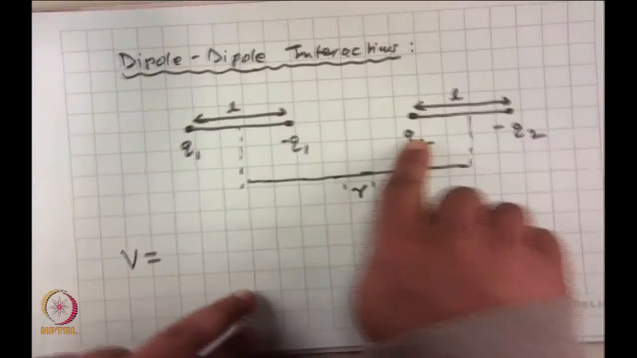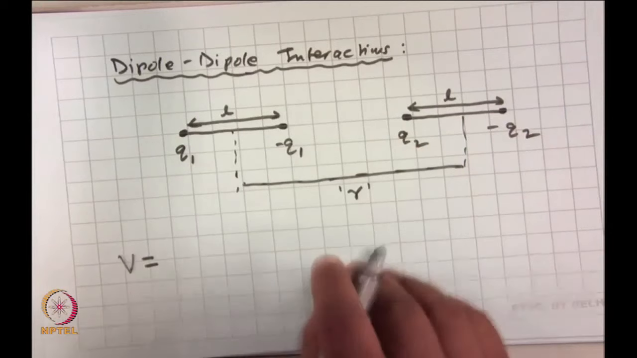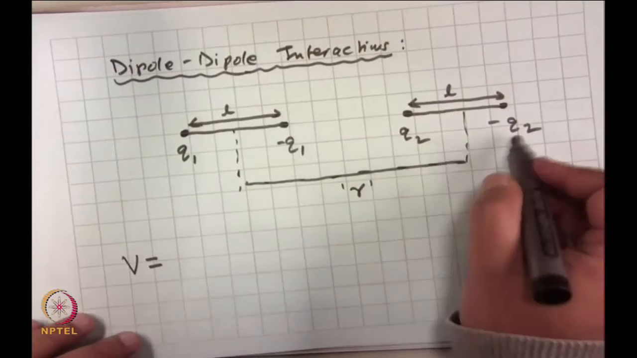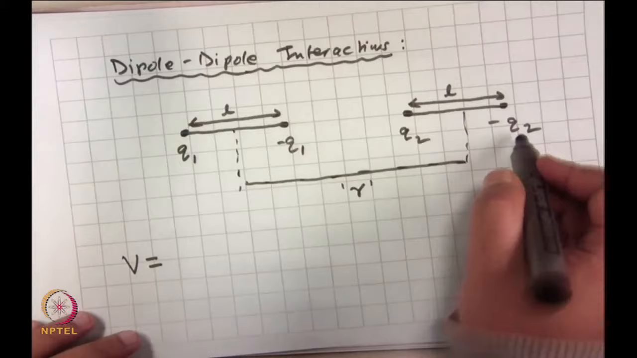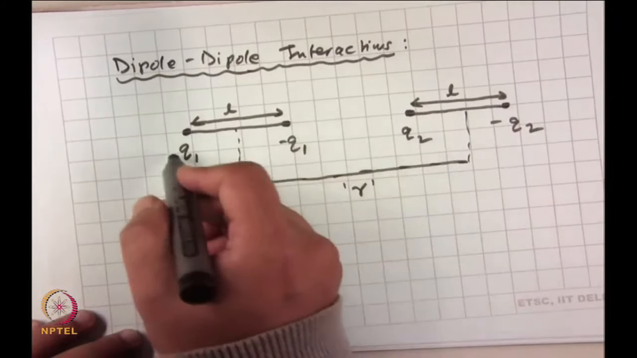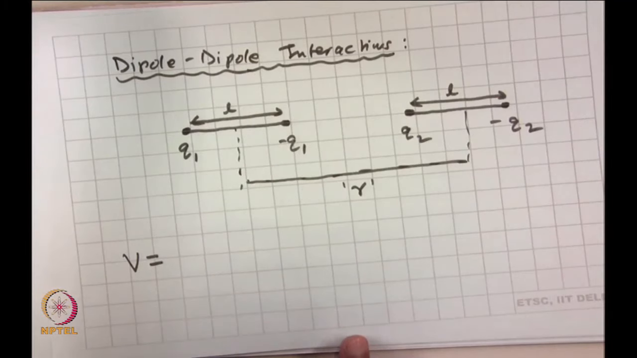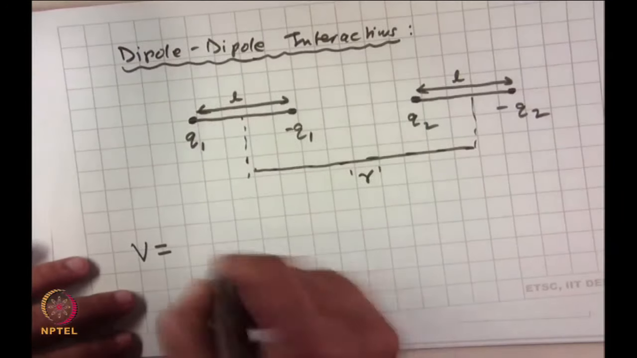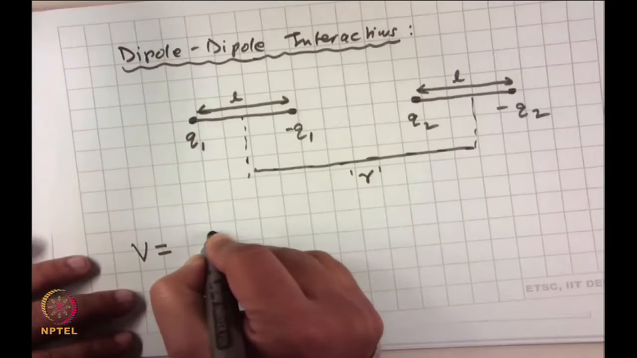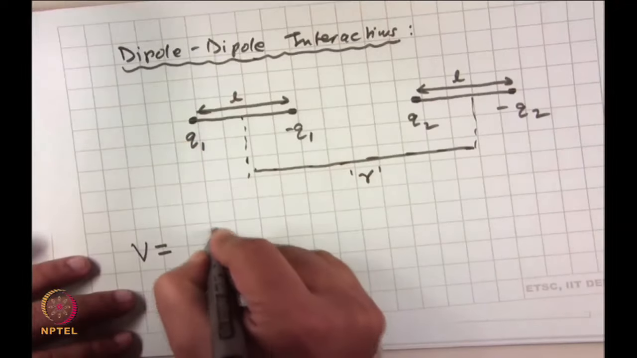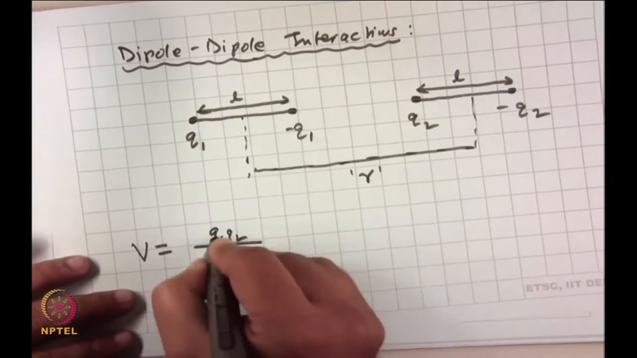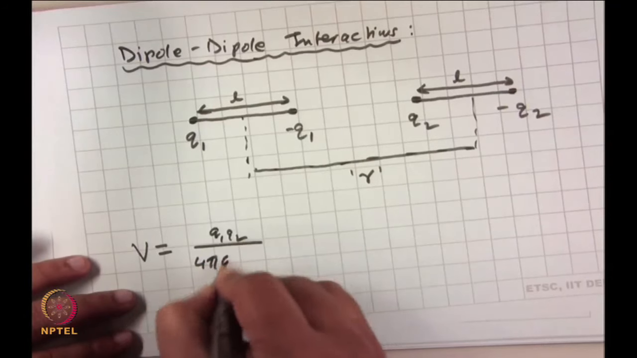If I look at this charge q2, essentially how many interactions would I be having? With minus q2 and q1, minus q1 and then 1, 3. So I might expect that it would be 1 by r cubed. Let us see whether we get that. Okay, so then I can write V is equal to, if I take this one and this one, q1 q2 by 4 pi epsilon 0.